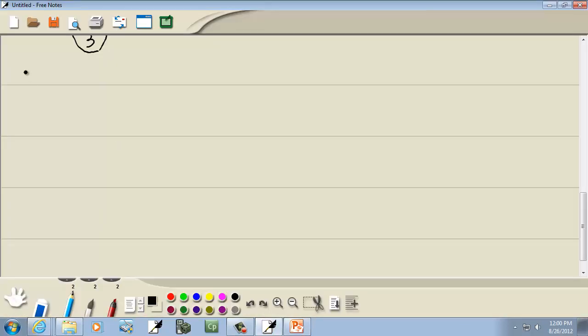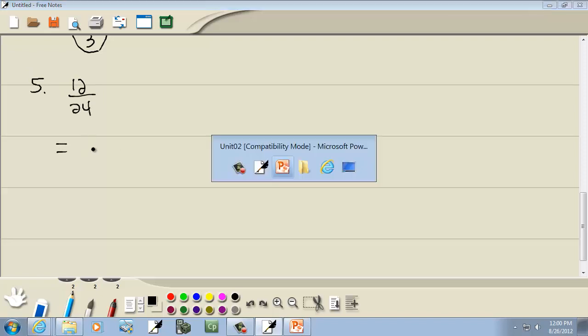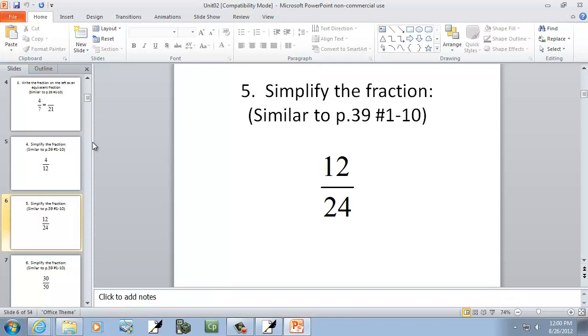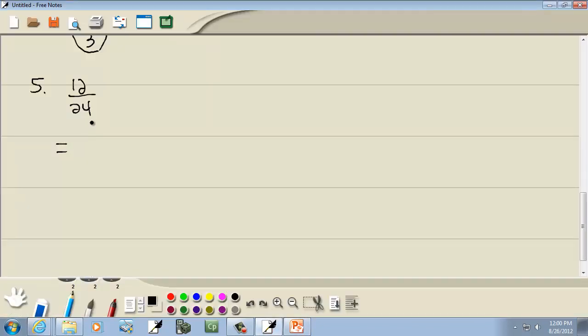Let's take a look at this one. Got 12 over 24. And simplify the fraction again as the instructions say. Well, the top and bottom are both divisible by 12. So we take 12 divided by 12 and 24 divided by 12. Well, 12 divided by 12 is 1. 24 divided by 12 is 2. So our answer would be 1/2.